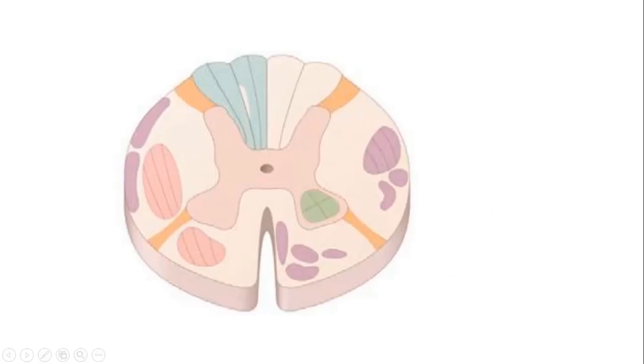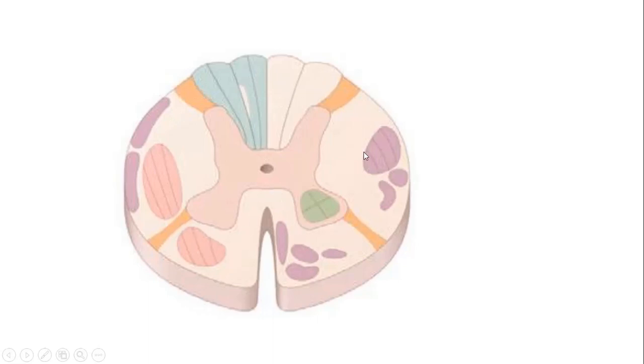This video is about the somatotopic arrangement of spinal cord tracts. You can see a section of the spinal cord at the thoracic segment level. This is the central gray matter, which is H-shaped, at the center of which you have the central canal of the spinal cord, and peripherally you have the white matter.